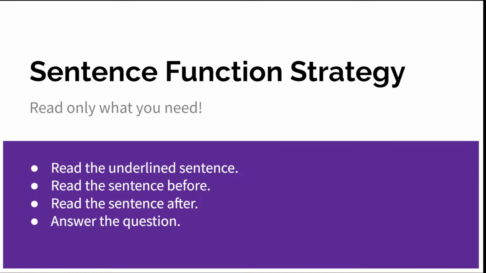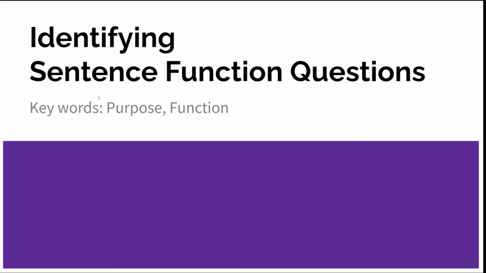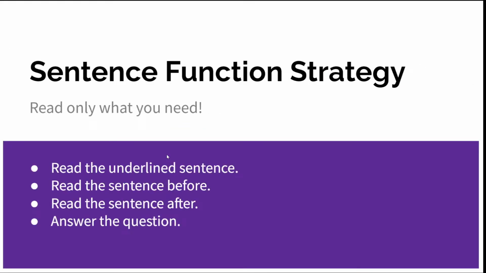You want to start with the question, right? Identify the type of question, which is why we always talk about this. We always want to know what kind of question we're dealing with. And then I want to read what I need, extract that information, and answer my question. Now, what do you need to read in a sentence function situation? A little bit more than you do in other parts. You've got to read that underlined sentence, and then I would say read the sentence before and after.